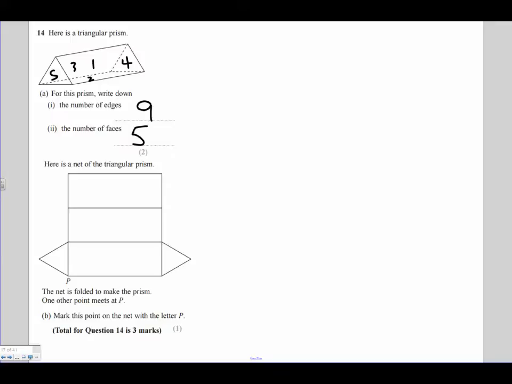Here is a net of the triangular prism. The net is folded to make the prism. One other point meets at point P. Mark this point on the net with the letter P. So when we fold this up and we start folding things together, P will end up touching this corner up here. So this is where you would mark your letter P.